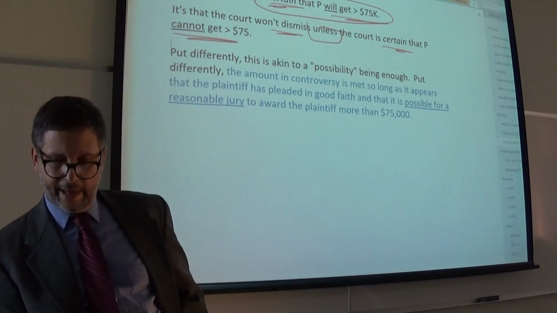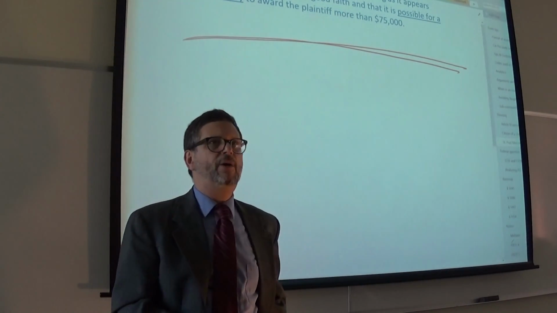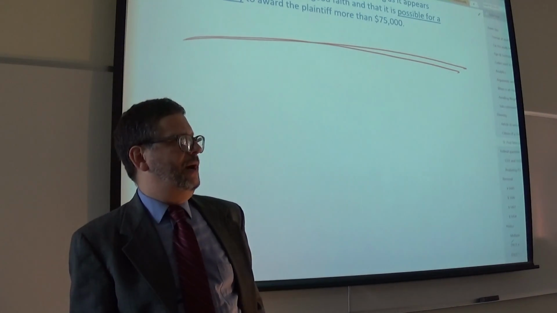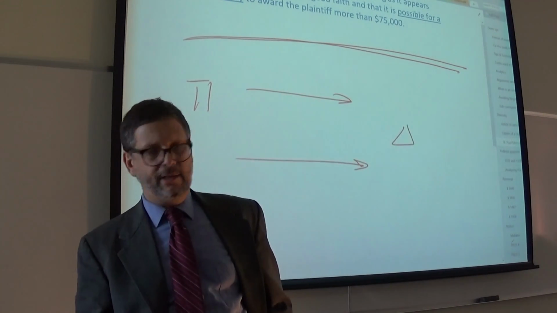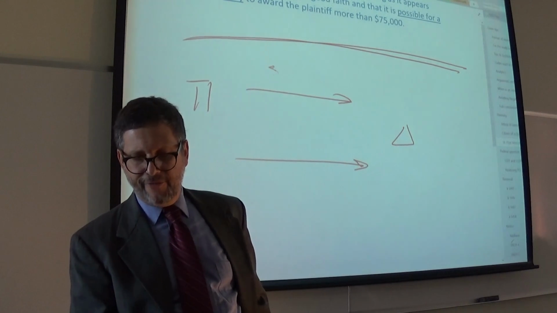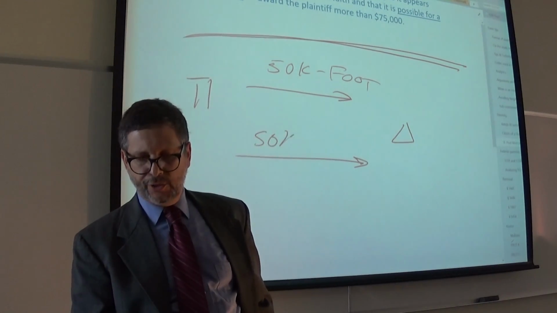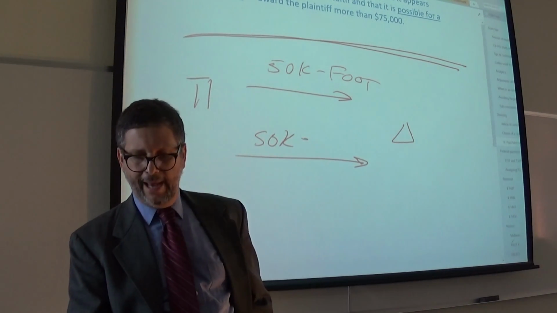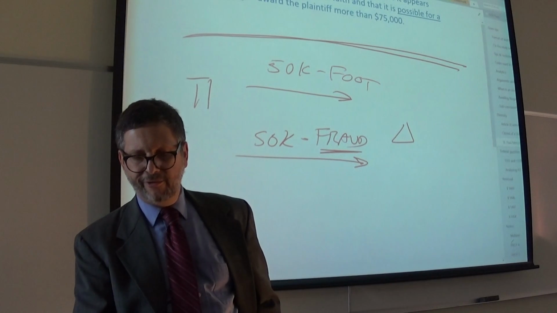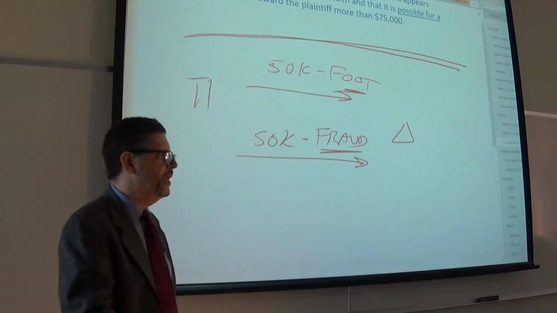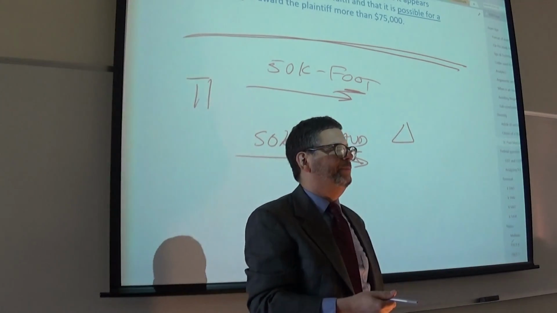One last thing is aggregation. Keep in mind that aggregation is something else that comes into play with amount in controversy. Plaintiff can aggregate together unrelated damages. So say you sue the defendant for $50,000 for running over your foot, and then $50,000 for a completely unrelated claim for, I don't know, a fraud, all right? One is a foot injury, another one is unrelated fraud. Well, these can be aggregated together so that the amount in controversy is satisfied, all right?